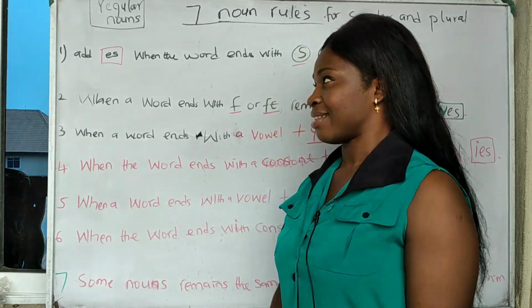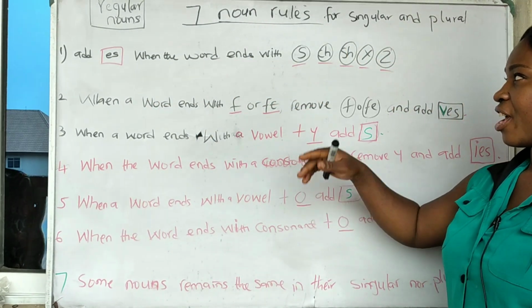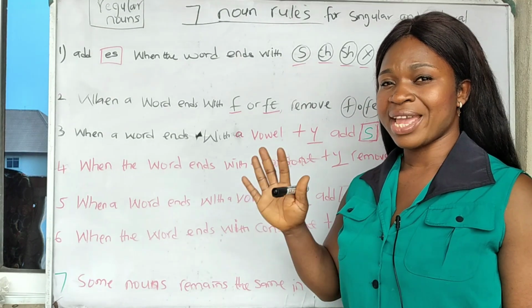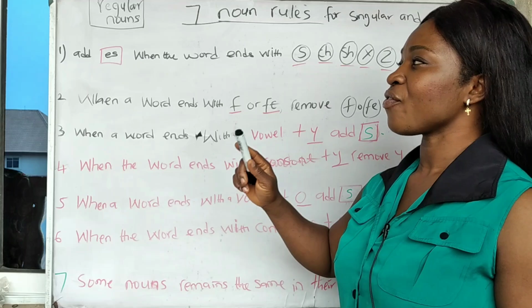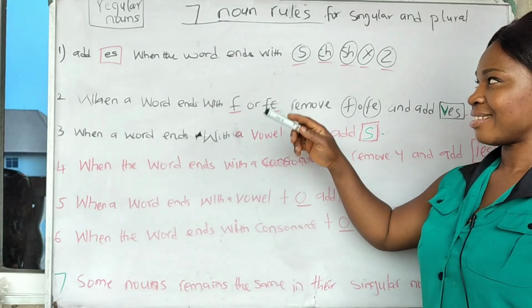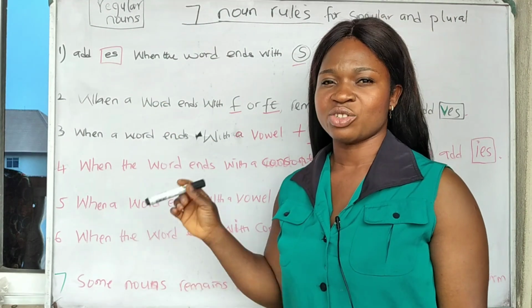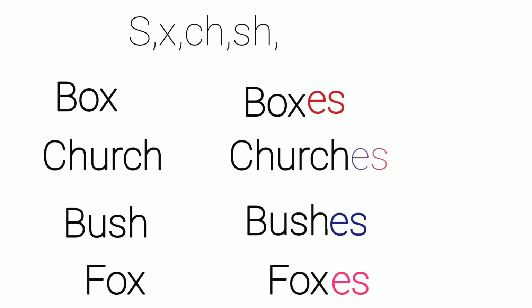Okay, so the first rule says to add es when the word ends with s, ch, sh, x, or z. That is the first rule. So if you want to transform a noun from its singular form to a plural form, the first rule says that if a word ends with s, ch, sh, x, or z, you should use es to transform it into a plural word. Okay, let's see the following words. We have box, boxes, church, churches, bush, bushes, fox, foxes.